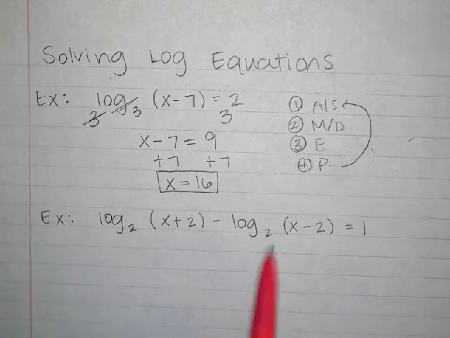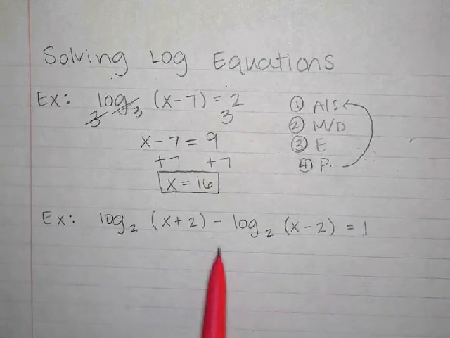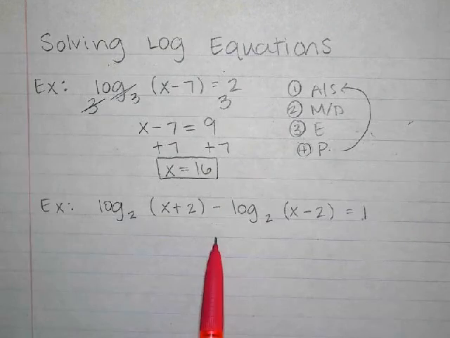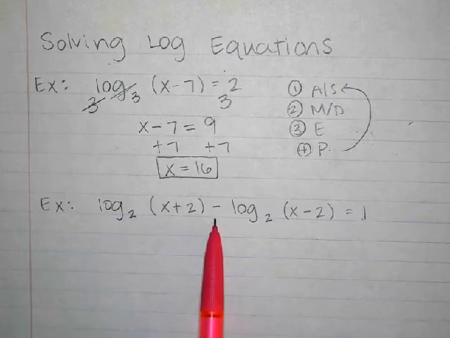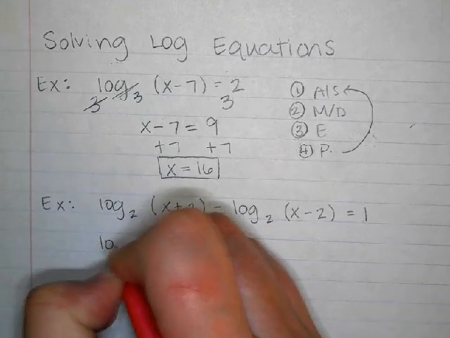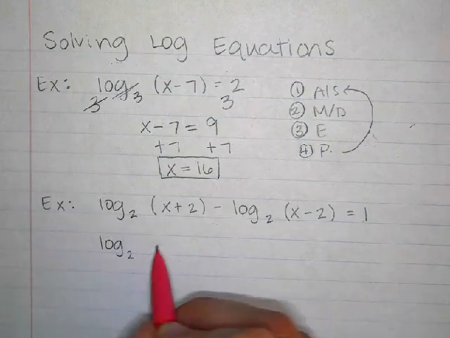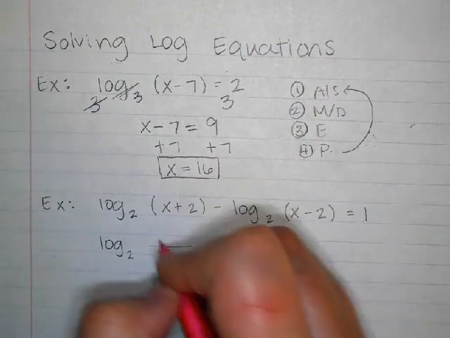Yeah, make it a fraction. I've got a minus. That means this is a division problem. So I'm going to condense this down. Log base 2, make it the division problem that it is. So I've got x plus 2 on the top, x minus 2 on the bottom equals 1. Now at this point, I can go ahead and get rid of the log.